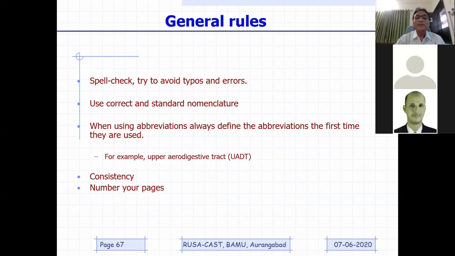So general rules would be spell check, try to avoid typos and errors, because whenever you are writing, there might be many typographical errors. Sometimes you might be committing very casual mistakes. You should be very careful about that. Use correct and standard nomenclature. Sometimes you might be committing mistakes here. And abbreviation, you should be very clear about abbreviation, right? Whenever you are using an abbreviation, try to define it in the beginning. You should be consistent, as I mentioned earlier. There should be consistency between title, abstract, introduction, results and discussion, and conclusion. If you are missing consistency, then again you will have a problem.